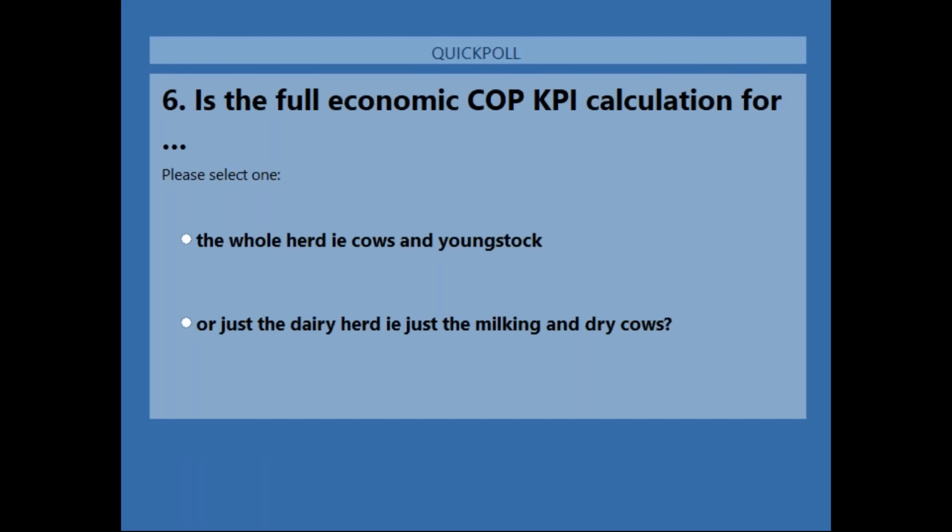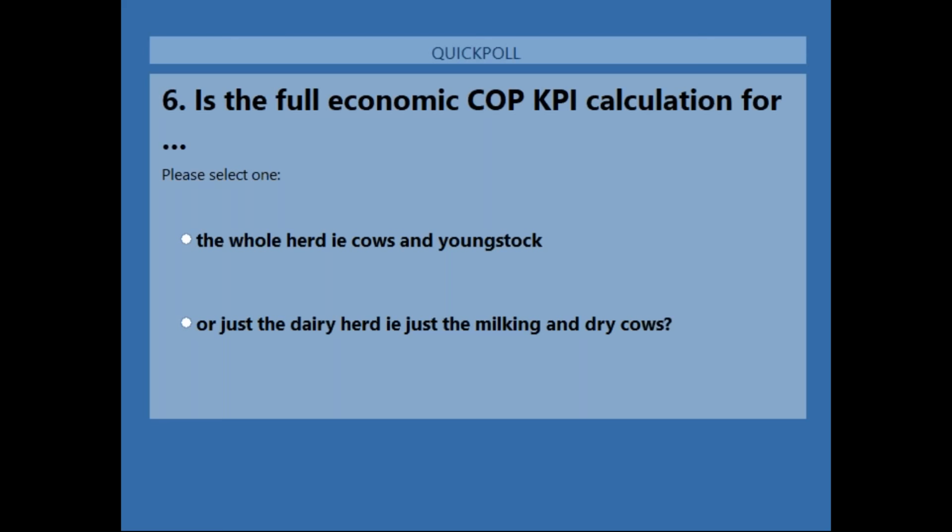So, question 6. Is the full economic cost of production KPI, in terms of the optimal dairy systems, for the whole herd, i.e. the cows and young stock, or just the dairy herd, i.e. the milking and dry cows? So in the optimal dairy systems, is the full economic cost of production for the whole herd or just the dairy herd?